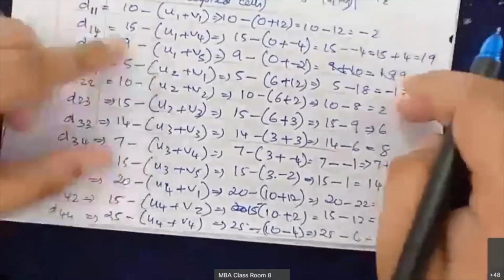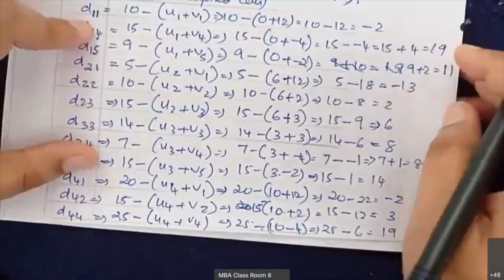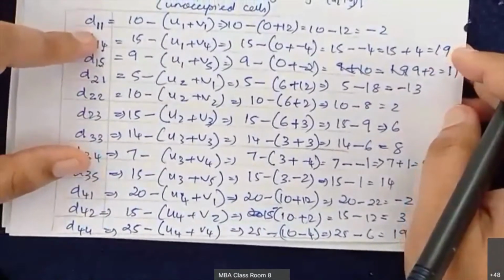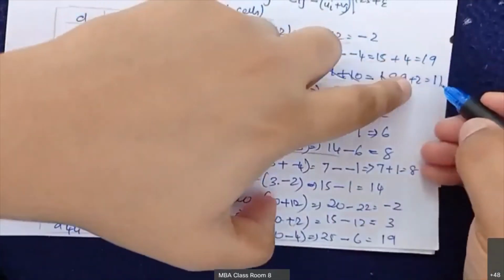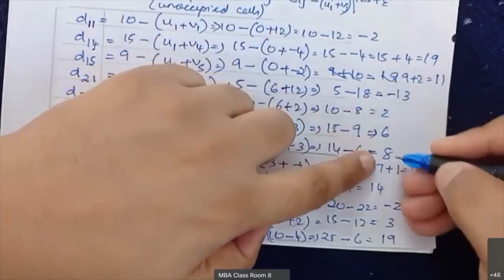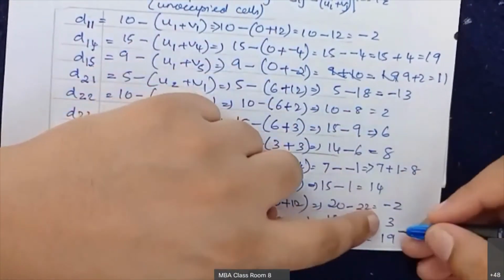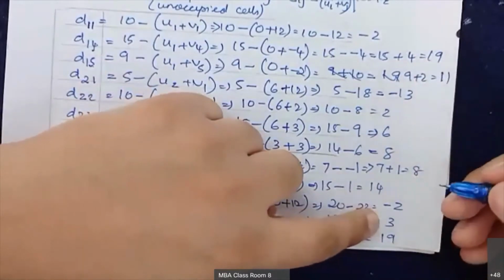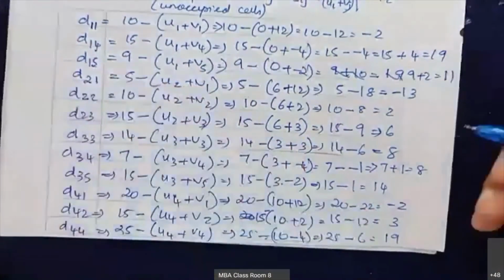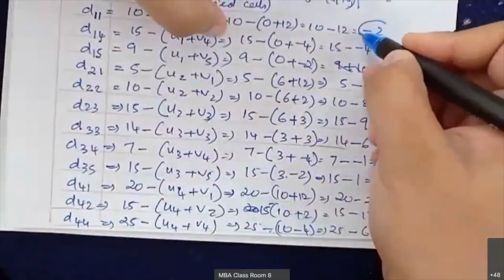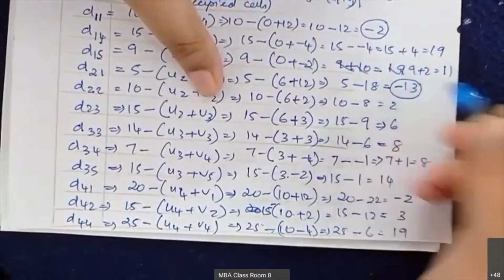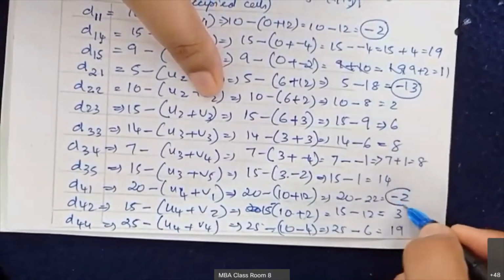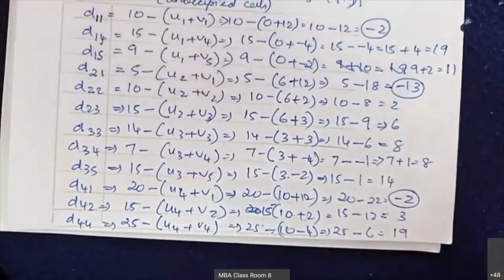Okay, optimality condition is given by Dij should be either greater than or equal to 0. Okay, so are all our values here greater than or equal to 0? Here we have minus 2, here 19, 11, minus 13, 2, 6, 8, 8, 14, minus 2, 3 and 11. Are all the values positive or equal to 0? No, we have negative values also. Okay, so where do we have negative values? Here minus 2. Okay, here we have minus 13. Okay, then we have here minus 2. So 3 values we are having negative value.